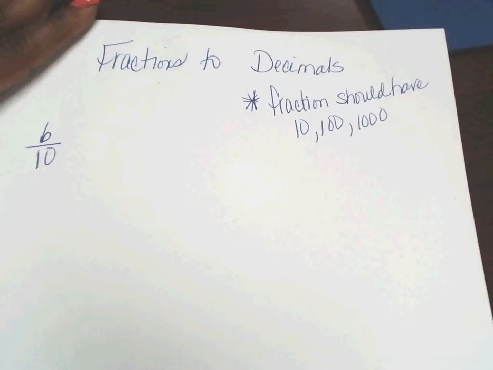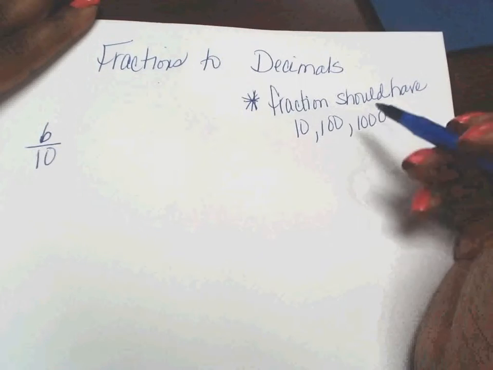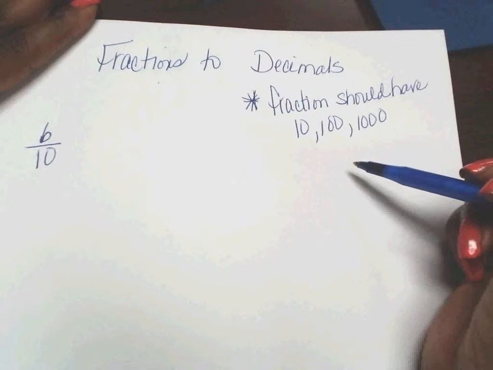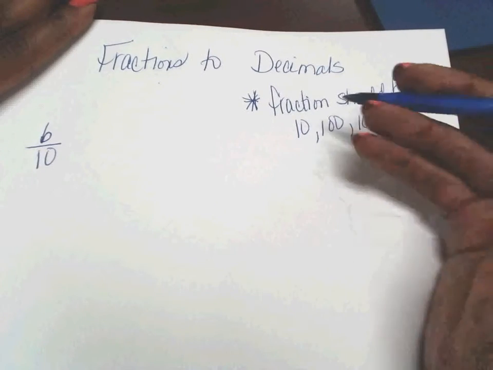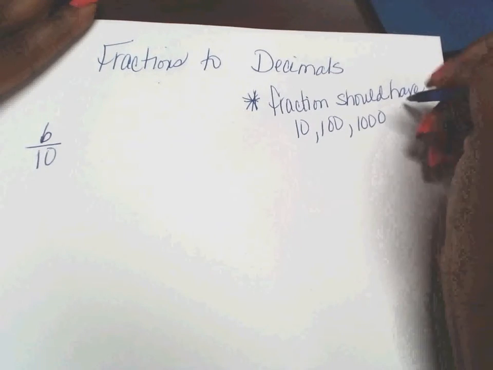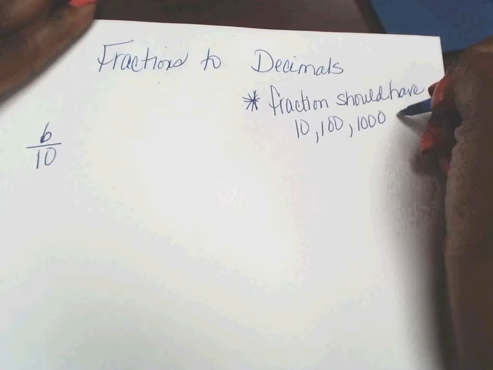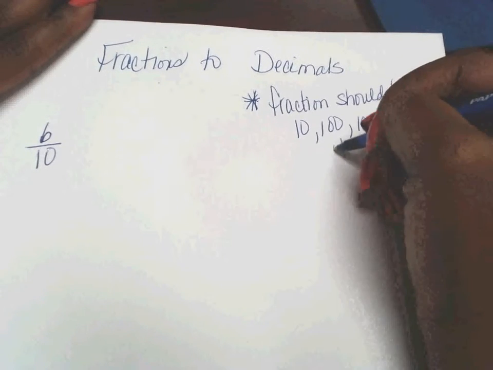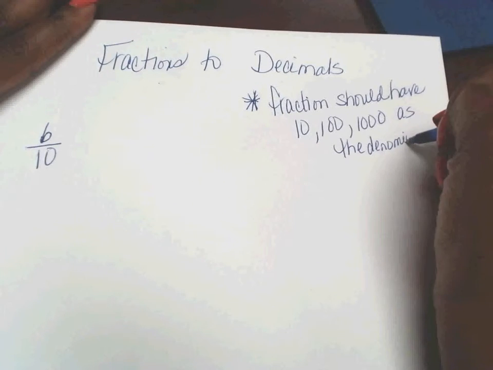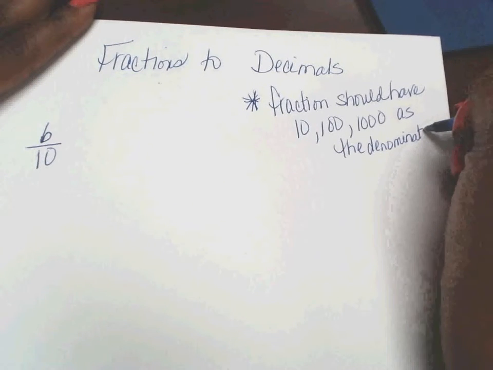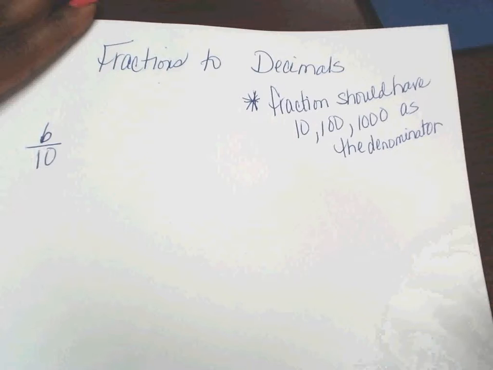Today we're converting fractions to decimals. One of the things that you should know is that in order to convert a fraction to a decimal, the fraction should have 10, 100, or 1,000 as the denominator. Okay? 10, 100, or 1,000 as the denominator for what we do in 5th grade.